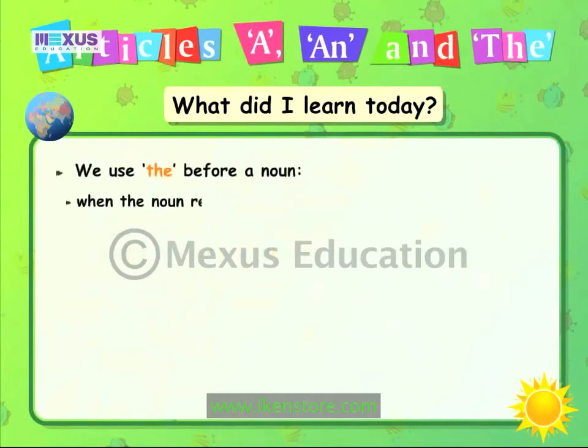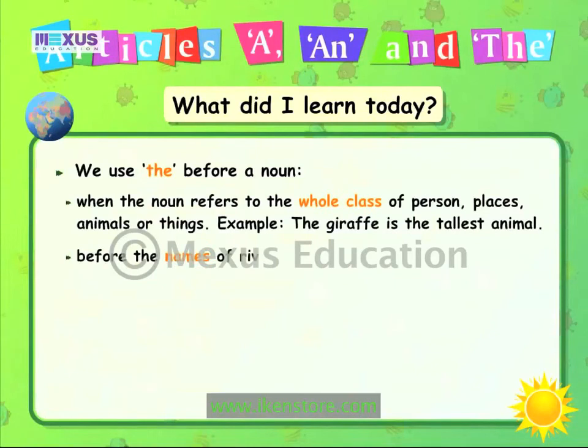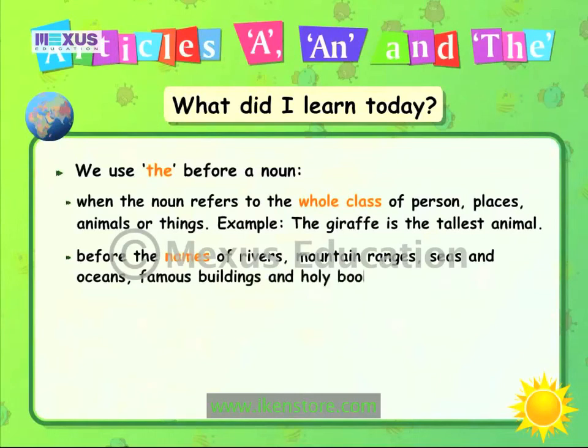When the noun refers to the whole class of persons, places, animals or things. Example, the giraffe is the tallest animal. Before the names of rivers, mountain ranges, seas and oceans, famous buildings and holy books. Example, the Himalayas.